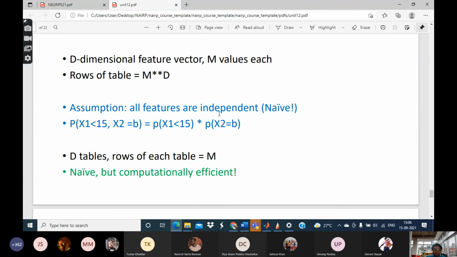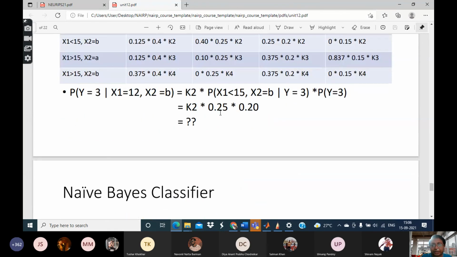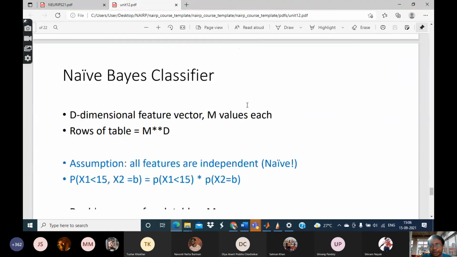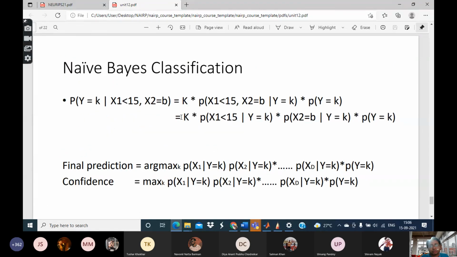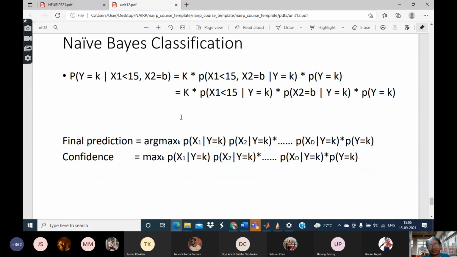So although the assumption which you are making is probably very simplistic and probably not correct, it helps you with a lot of computation. That is, a lot of computation is saved. So what we were discussing so far is called the Bayesian classifier. Now once we make this assumption, what we get is a naive Bayes classifier. That's what this is known as.